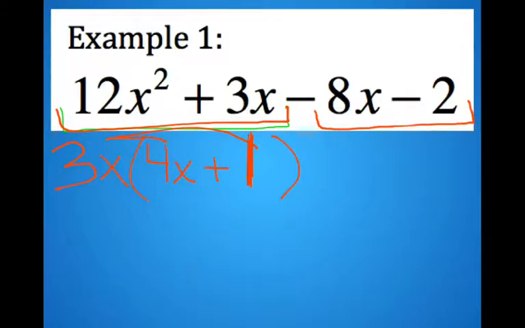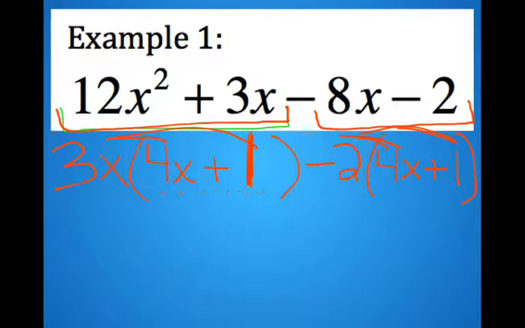Now I'm looking to see what the last 2 terms have in common. It looks like they have a -2 in common, so I'm going to take out a -2, and then see what I need to put in parentheses so that I get the same thing back again. Of course, you can peek over to the left and see that it's supposed to be 4x plus 1. You can put that in there and make sure that it's exactly right. So this would be -8x, and then this would be -2 if you were to distribute.